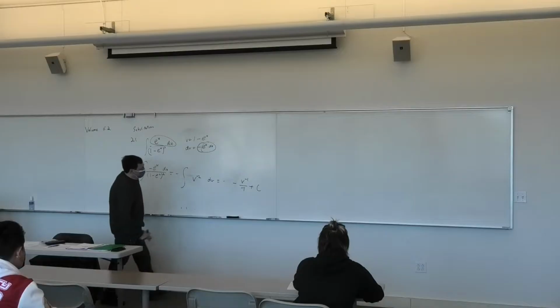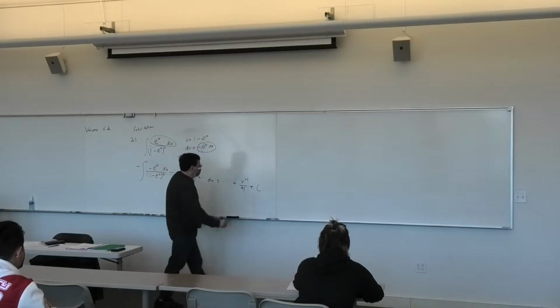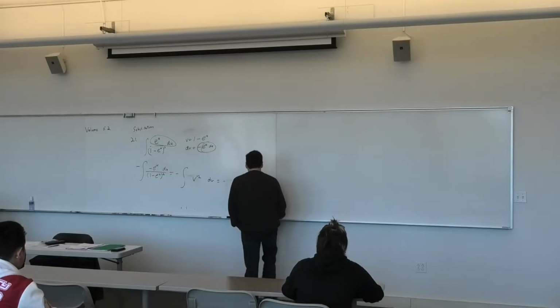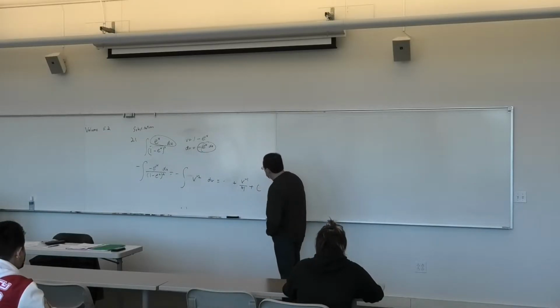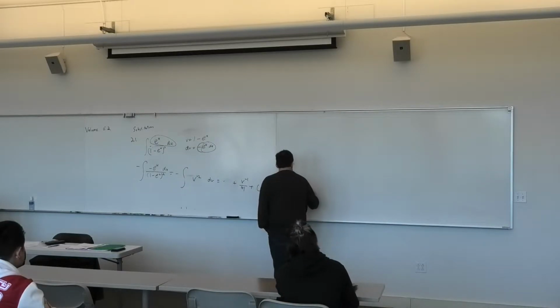Yeah. Looks like these cancel. So, taking advantage of my nice long board here, this is 1 over z, so it would be 1 over 1 minus e to the u, plus a constant.